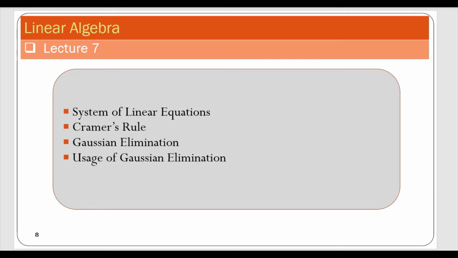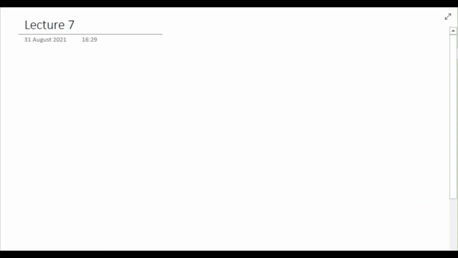Today's lecture will be the last one on linear algebra. In this lecture, we will look at system of linear equations, Cramer's rule, Gaussian elimination, something called row echelon form of matrices. We will also see various uses of Gaussian elimination. So let us begin today's lecture.